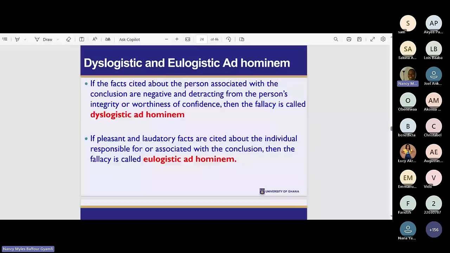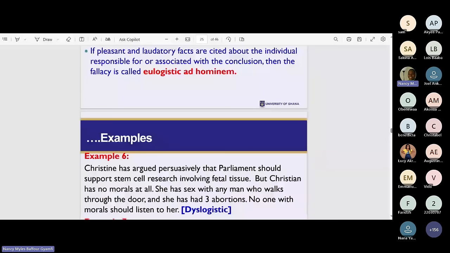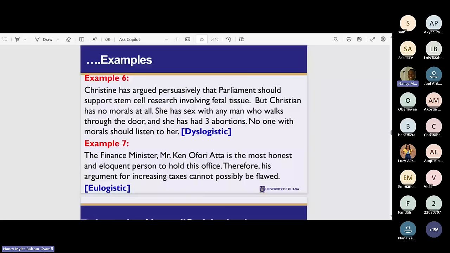In as much as these are good things you're saying about Lois, it is ad hominem. What makes it ad hominem? You have left the issue. You're talking fan, opening or closing window. That's what we are talking about. That's the issue. It's diversionary. You're talking about the person, except that you are eulogizing, you're praising. So we still call it out. That's why you should know ad hominem, dyslogistic, and eulogistic. I think the instructor gave us two. And so we use them.